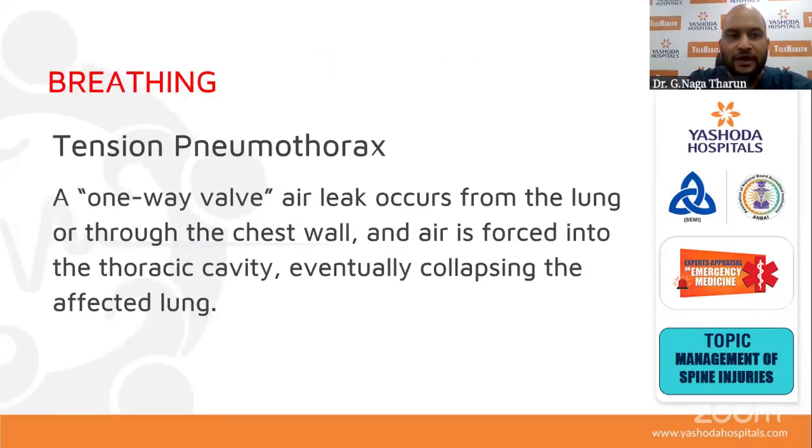Coming to breathing, tension pneumothorax will be seen. Tension pneumothorax is defined as a one-way valve air leak from the lung or through the chest wall, where air is forced into the thoracic cavity, eventually collapsing the affected lung. Air accumulates between the visceral and parietal pleura. Due to that, the lung collapses and the trachea deviates to the opposite side.